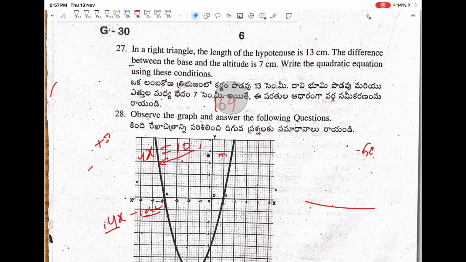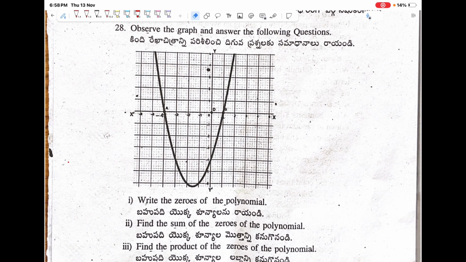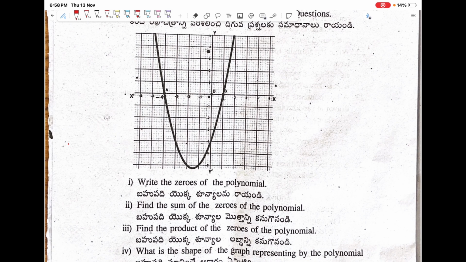Okay, so now let us go to the next question. Question number 28. A somewhat easy concept from polynomials. Look at the graph. The graph is a parabola and it is touching the x-axis at minus 4 and at 1. So minus 4 and 1 are the solutions of this graph.